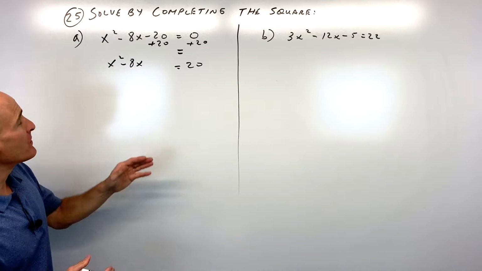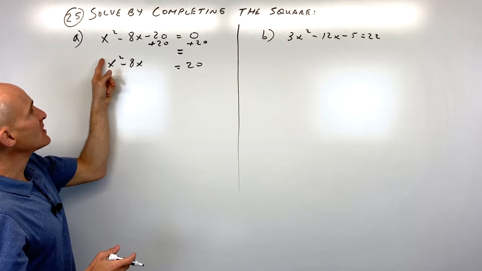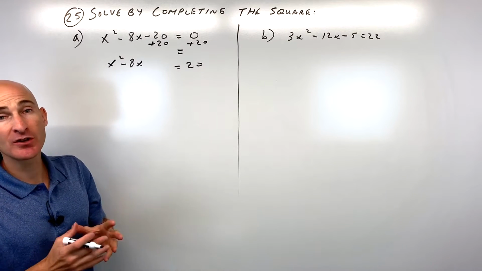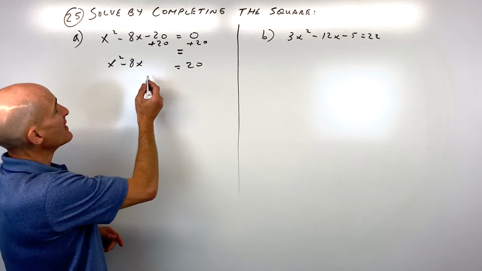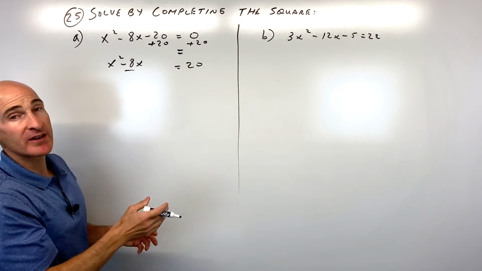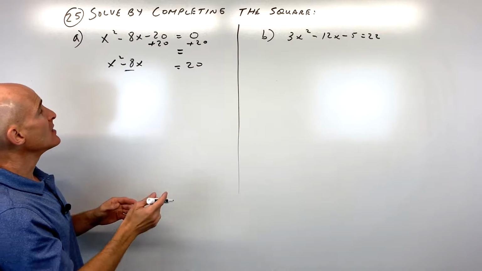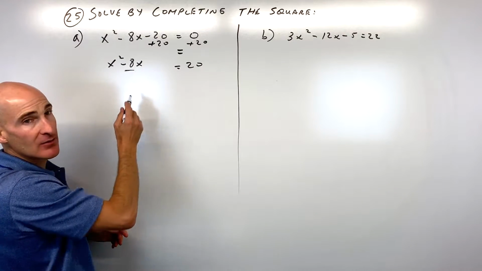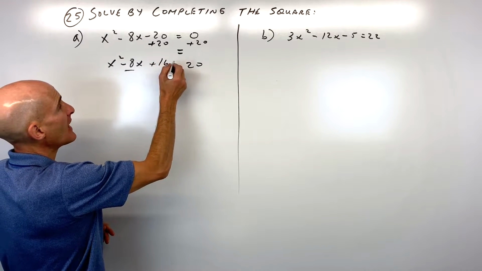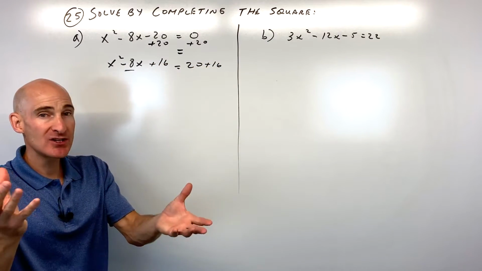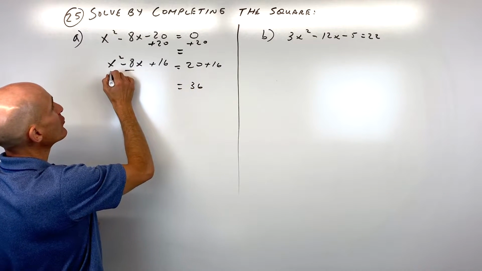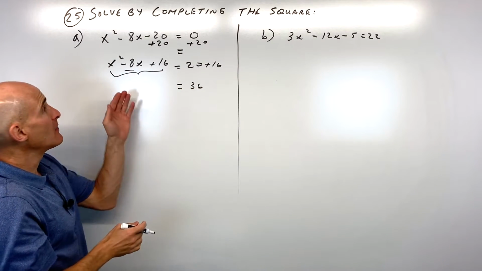Now what we want is for this leading coefficient to be 1. If it's not 1, you can divide everything by that leading coefficient. It's going to make it easier to complete the square. But the next step is you want to take this b value, this number that's in front of the x, you want to divide it by 2 and square it. So I'm going to take half of -8, which is -4, then I'm going to square that, which is 16, and you want to add the 16 to both sides of the equation to keep it balanced.